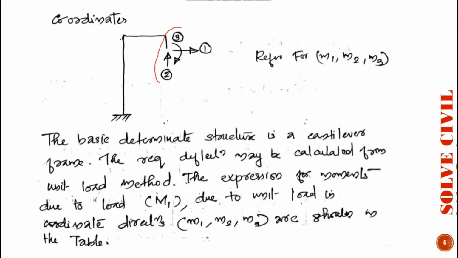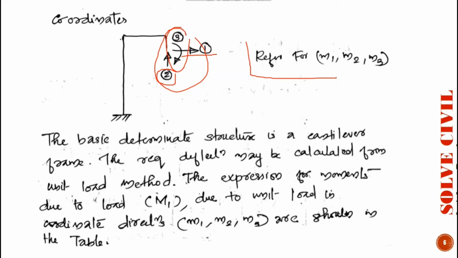We have to mark the coordinates, that is HD as coordinate 1, VD as coordinate 2 and the moment MD as coordinate 3. We have selected D for releasing the structure. Refer to this figure for small m1, m2 and m3. The basic determinate structure is a cantilever frame. The required deflection may be calculated from unit load method.